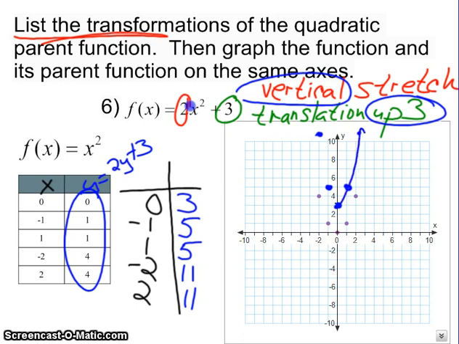So here is my transformed graph, and here was my parent graph. And again, there were 2 transformations. This is both a vertical stretch away from the x-axis and a translation up 3. One more problem.